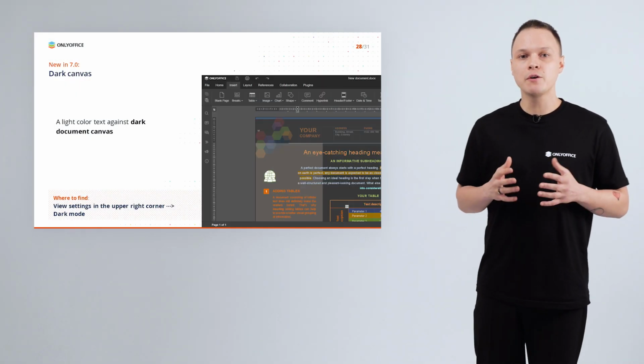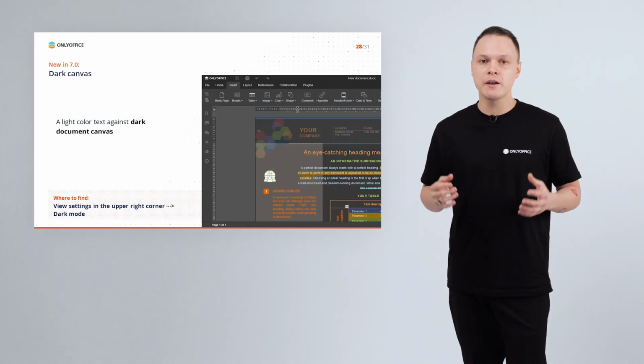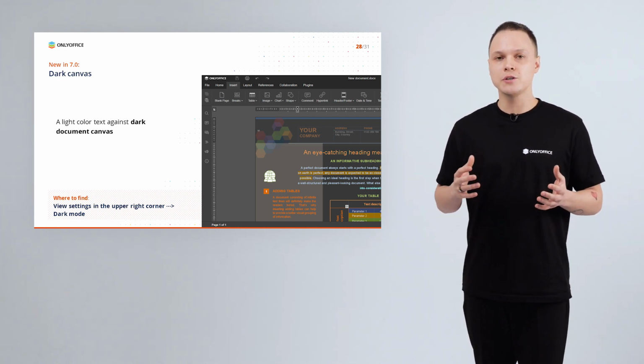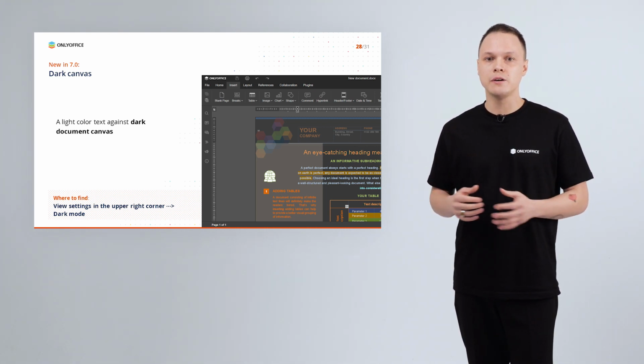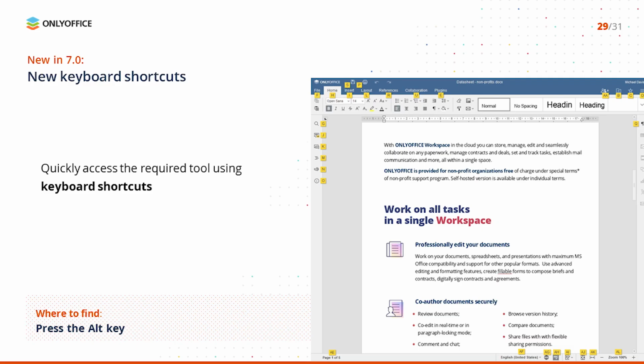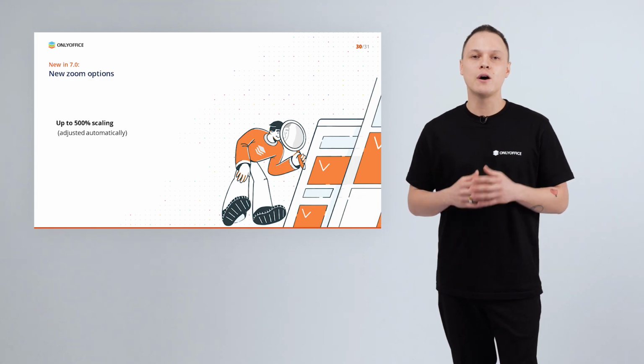Since version 7, dark mode in Document Editor features dark canvas, which you can switch on and off. In this case, text and objects will automatically adjust their colorways to stay perfectly visible. Shortcuts in version 7 are amazingly easy to use. You don't need to remember a ton of commands. Just click Alt and you will see hints about all possible combinations. You can scale the editors for up to 500% now. The setting will automatically apply it according to your browser or operating system.